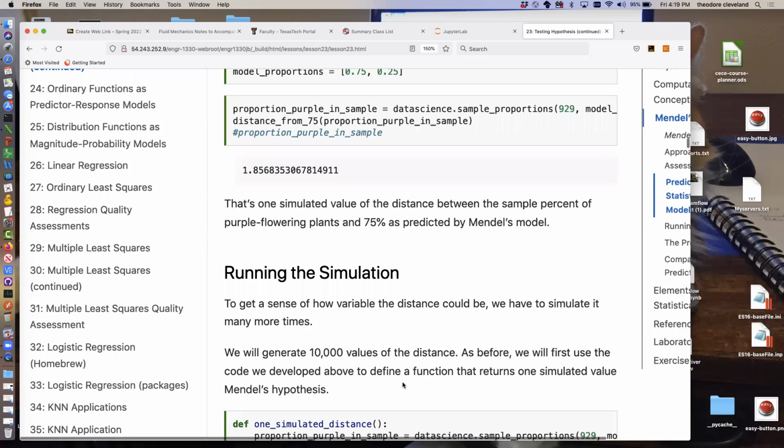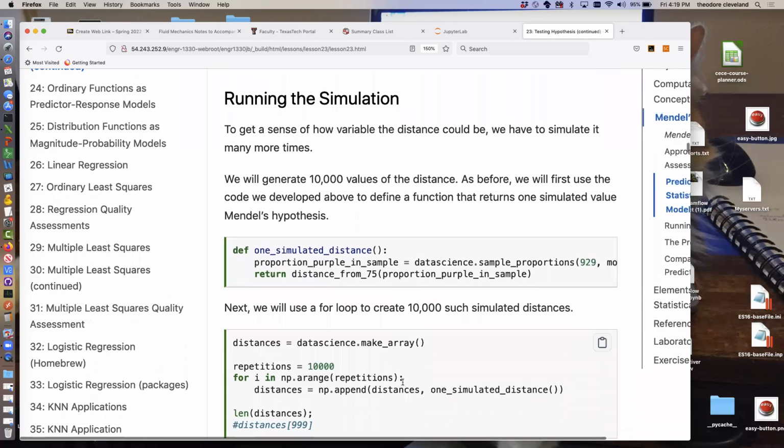So that's one simulated distance. Now, because we want to do this a lot, Mendel only had one lifetime, so he could only do 929 plants. We have a computer. We're going to go ahead and do it 10,000 times. So that's 10,000 lifetimes. Or that's 10,000 monasteries all doing it one time. That's still a lot of Gregorian brandy right there. Somebody is going to have trouble driving the hay cart. So we'll do 10,000 samples. Basically, we'll replicate the actual experiment 10,000 times.